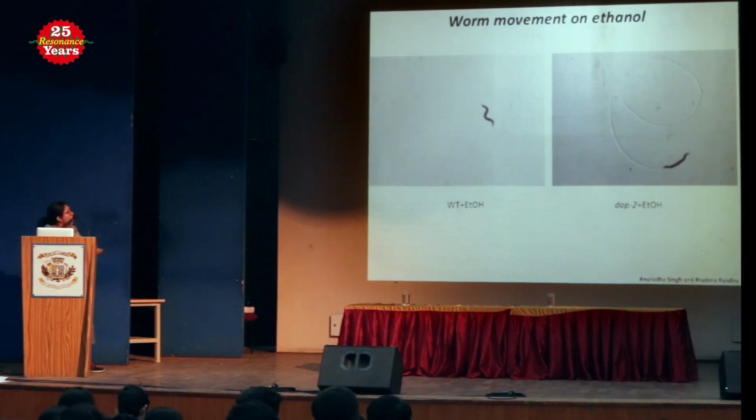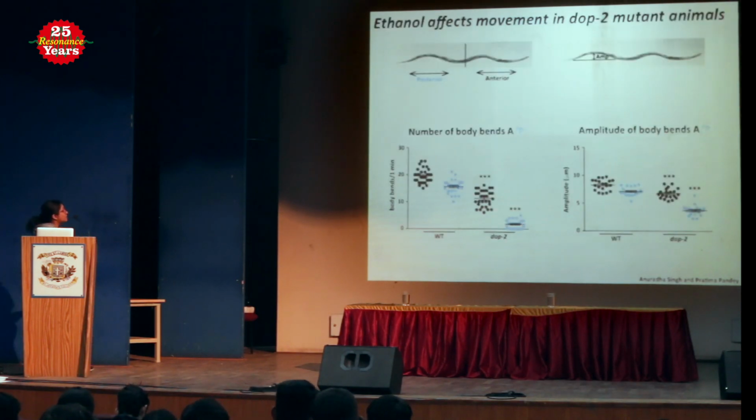So then we thought, okay, how do we actually look at this defect? Can we actually quantitate it? Can we actually see what the defect is? To do that, we found out how many times the posterior of the animal is moving and how many times the anterior of the animal is moving.